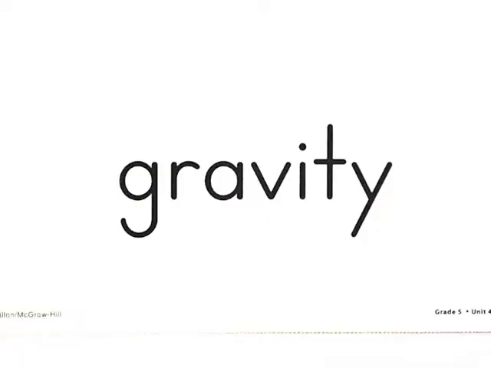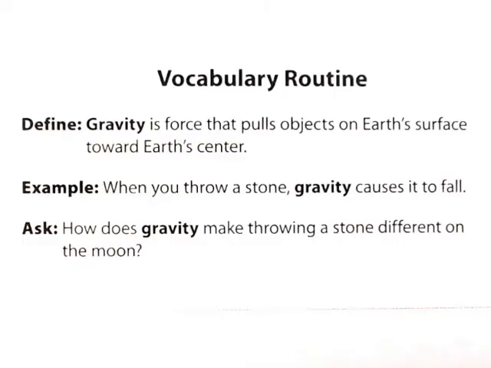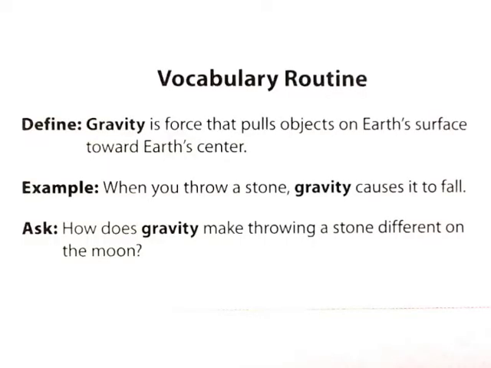Next word is gravity. Gravity. Pause the video, write the word. Okay, let's define gravity. Gravity means the force that pulls objects on the Earth's surface towards the Earth's center, right? Gravity is the force that pulls objects on the Earth's surface towards the Earth's center. Pause the video, write your definition. An example of gravity is when you throw a stone, gravity causes it to fall. Pause the video, write your example.